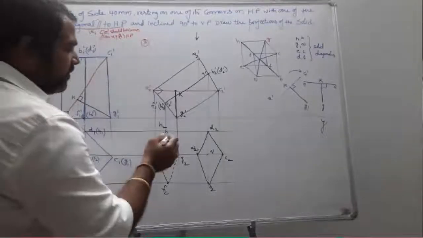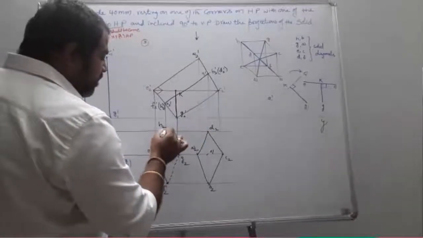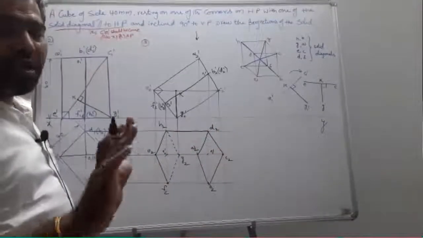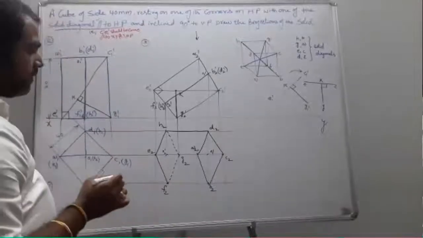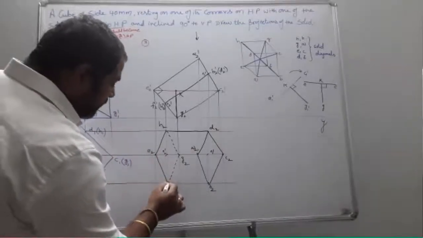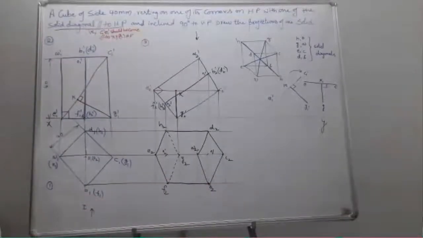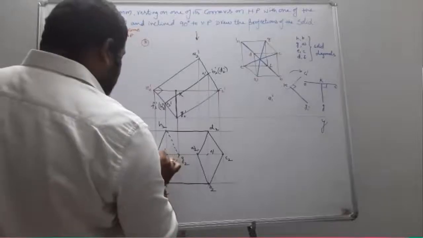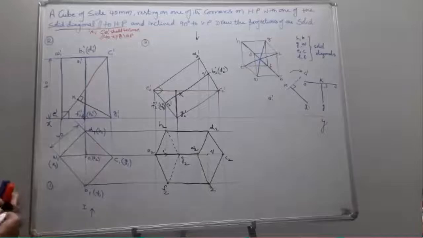Now let us see. I am supposed to join HD. HD is going to be one of the solid edges. Our principle is no two solid lines can cross. Solid line and dotted line can cross each other. Next, after that, F with B. No problem. Next, E with A. No problem. Next, G with C.